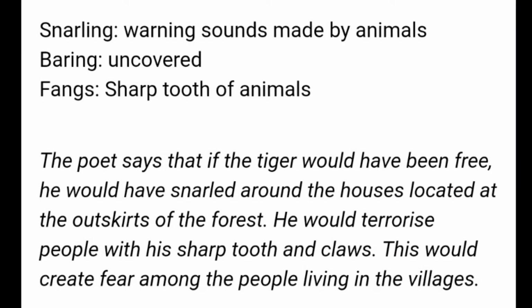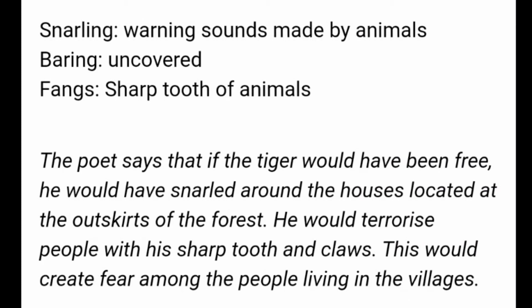Bearing his white fangs. What is that bearing? Uncovered, okay? Like barefoot we will say, no? Barefoot, like uncovered fangs, sharp tooth of animals. Bearing fangs means uncovered sharp teeth or sharp tooth. Okay, let us see the explanation.